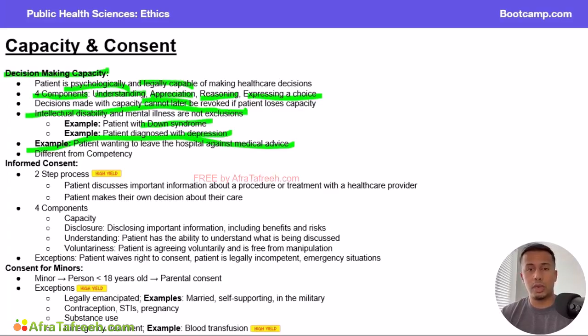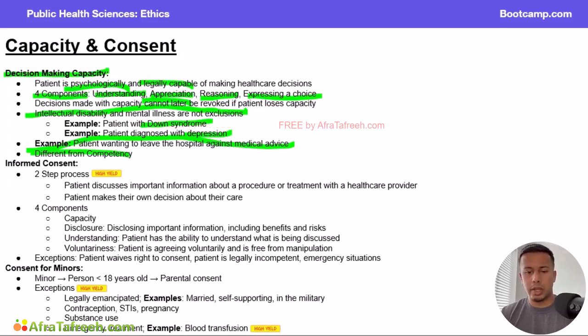Another important thing to know here is that decision-making capacity is different from competency. Capacity is something that's determined by a physician for healthcare-related decisions. That's what capacity is. Competency, on the other hand, is something that's determined by a judge, and really for the most part has nothing to do with us. We're never going to determine competency in patients. We are only determining capacity, so you really need to know that difference.